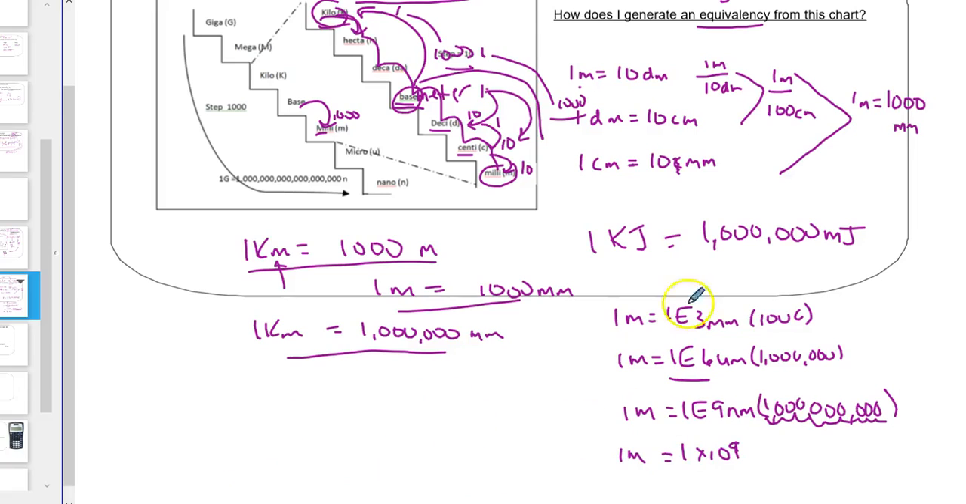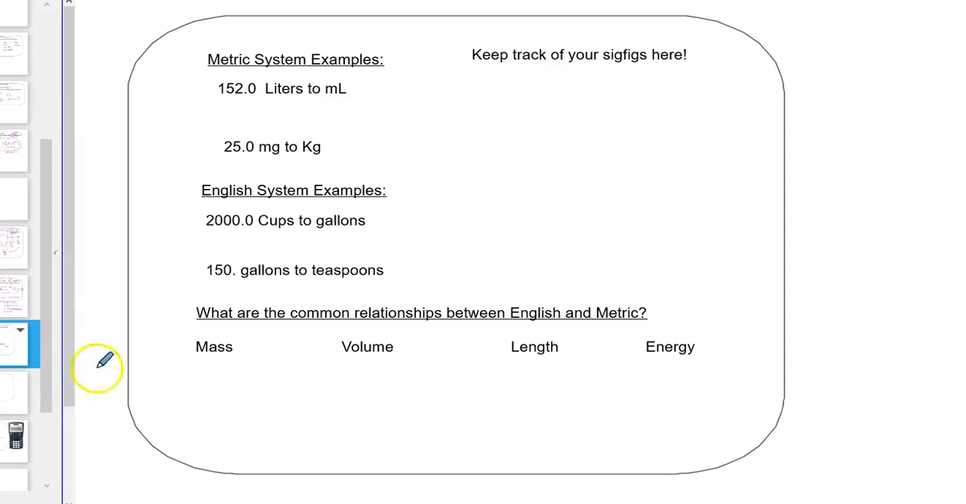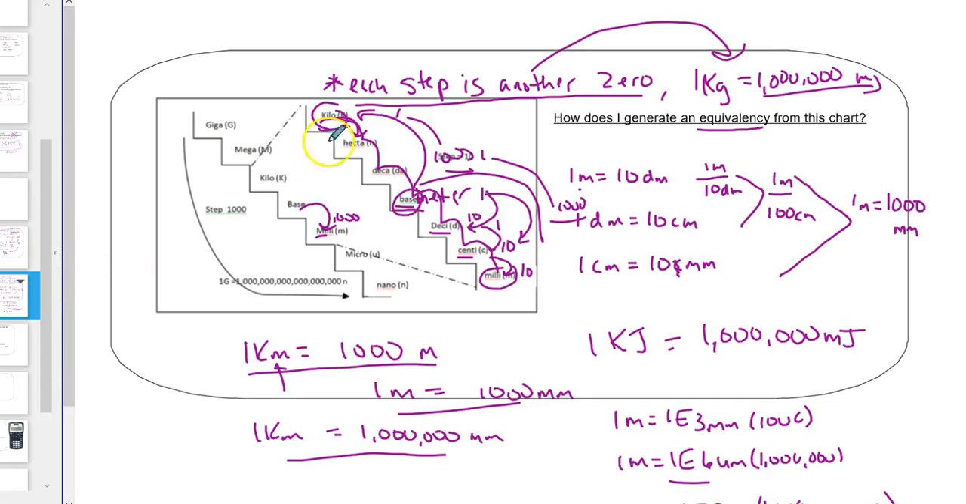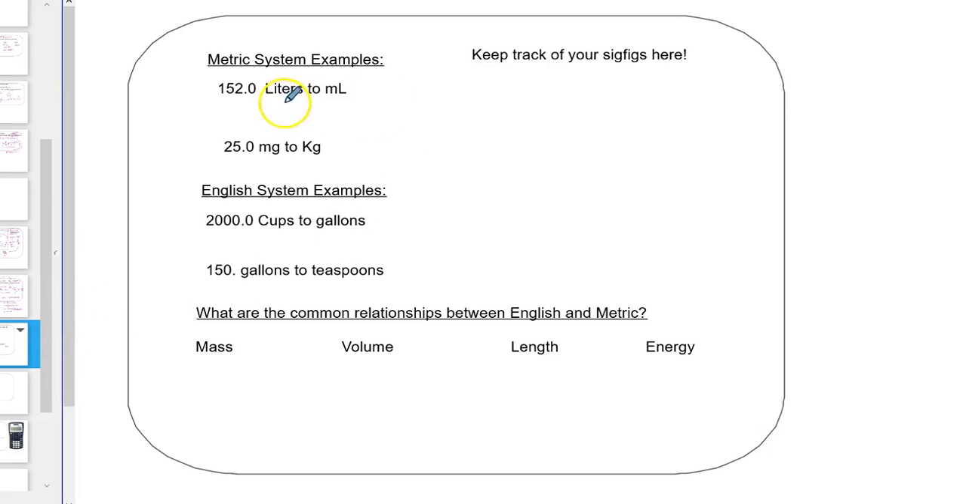We could maybe try an example of this as we get towards the end. Alright, so metric system examples. 152.0 liters to milliliters. Okay, so because of this stair step, I can jump from one thing to anything I want in one equivalency. Whether it's 10, 100, 1,000, it's going to be one of those. So I'm going to go from liters to milli. Okay, so it's one step.